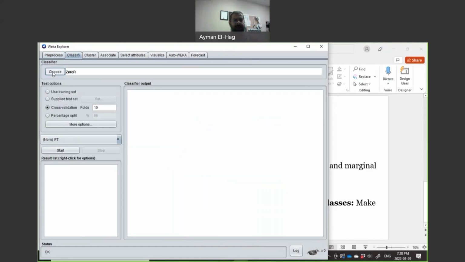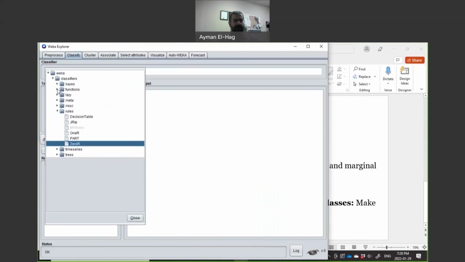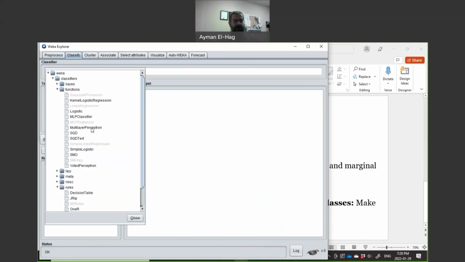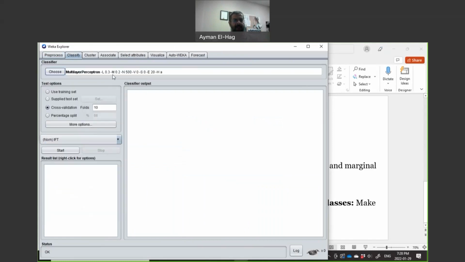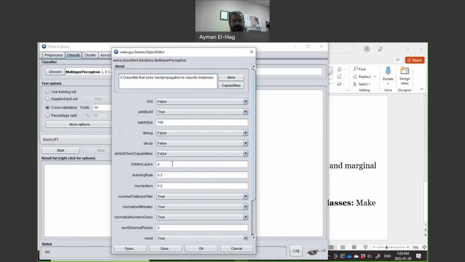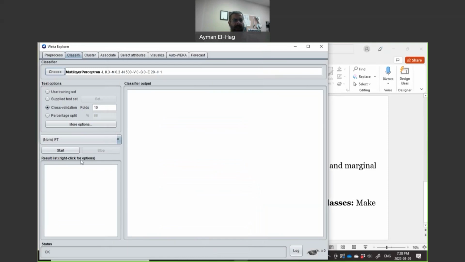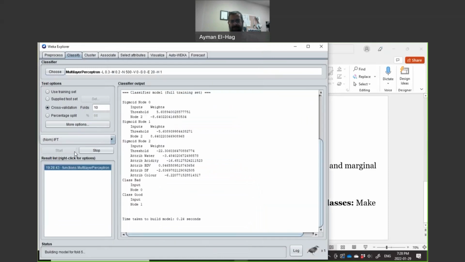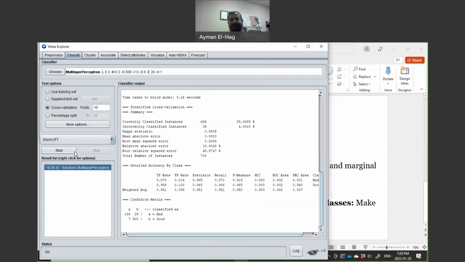So let me select my classifier here, go to functions, the ANN, and let me have the number of hidden layers as 1. Okay, and start. I love this program, actually. It's really, really easy to use. I mean, you can do a lot of things with it.